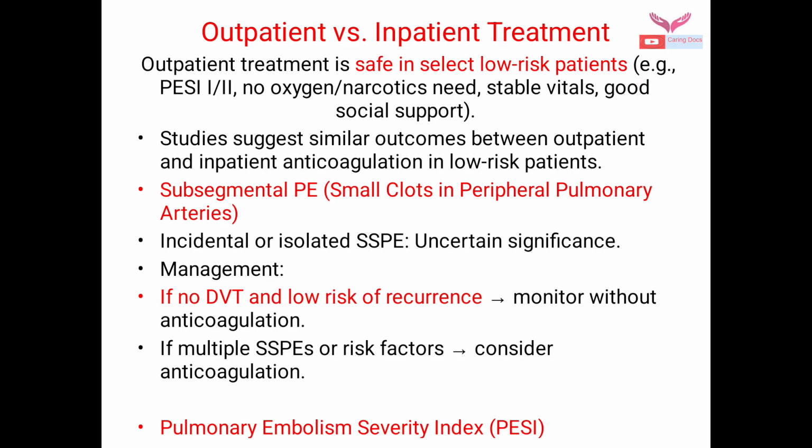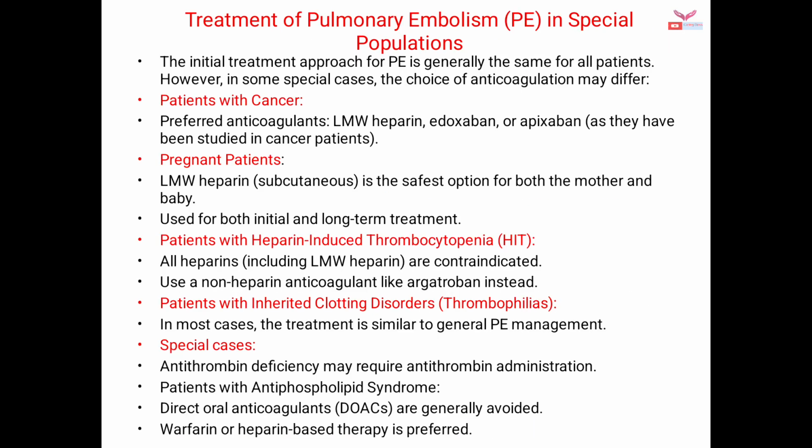Subsegmental pulmonary embolism. Here, the incidental or isolated subsegmental pulmonary embolism, it has an uncertain significance. Here, if there is no risk of DVT or low risk of recurrence, we should monitor without anticoagulation. If multiple subsegmental pulmonary embolism or risk factors are there, then we can think of anticoagulation.